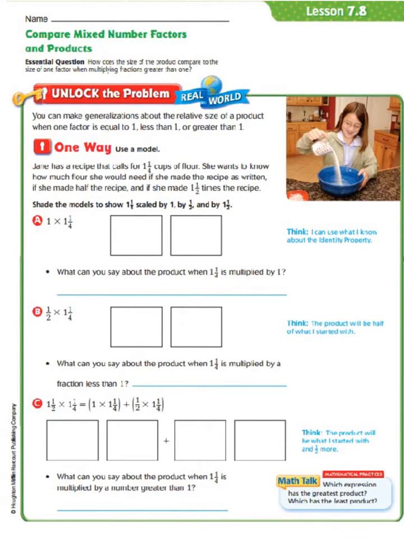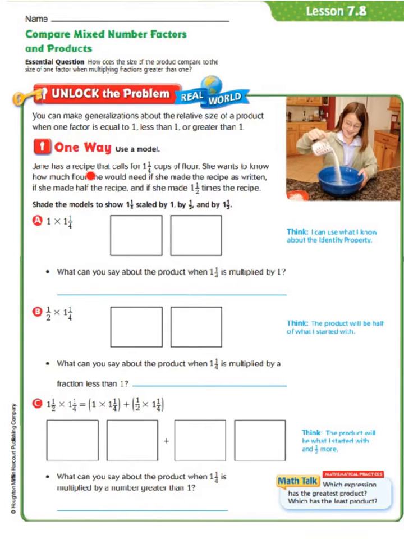So the first thing that we need to do is to take a look at our word problem. It says you can make generalizations about the relative size of a product when one factor is equal to 1, less than 1, or greater than 1. So we're going to look at two different ways. The first way is to use a model.